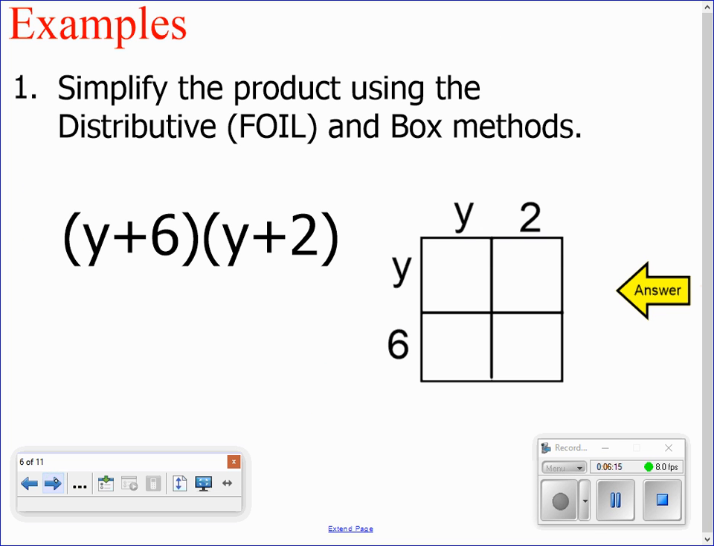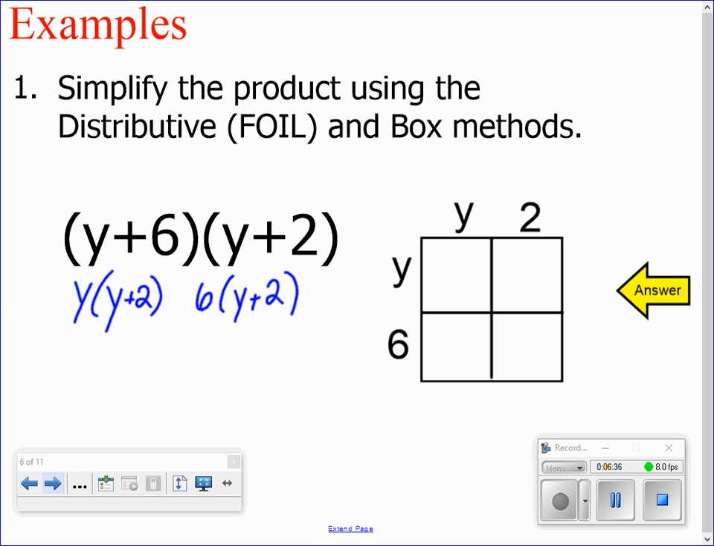Okay, so we're gonna use this. We're gonna simplify using the distributive, FOIL, and the box method here. So for the distributive, remember that we're breaking this up. So we'll have y times y plus 2, and we'll have 6 times y plus 2, and then we'll combine.